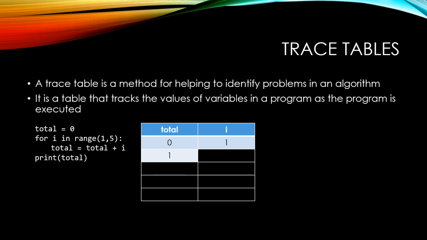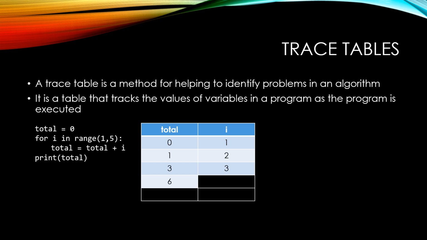Next, i becomes 2. Then total becomes 3 because it has the 2 added to the 1 that it already was. And then i becomes 3. And then that gets added to the total, 6. And then i becomes 4. And then the total becomes 10. And because this is Python, we stop 1 before the second number. So i never becomes 5. We'd stop and we would output total.